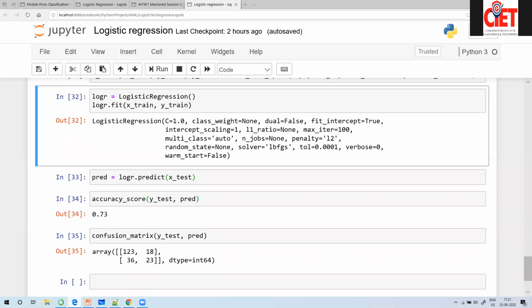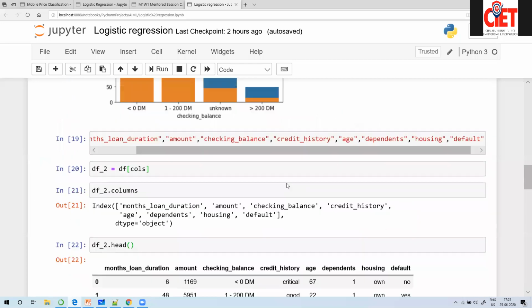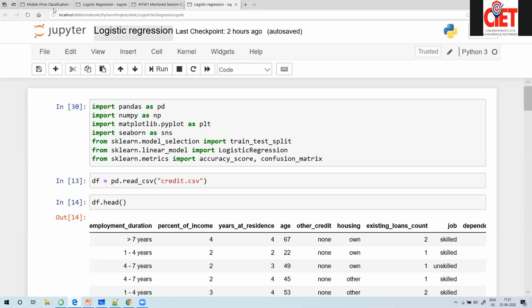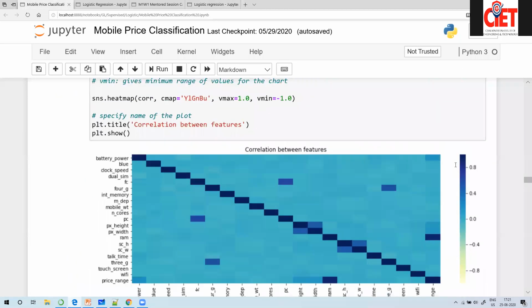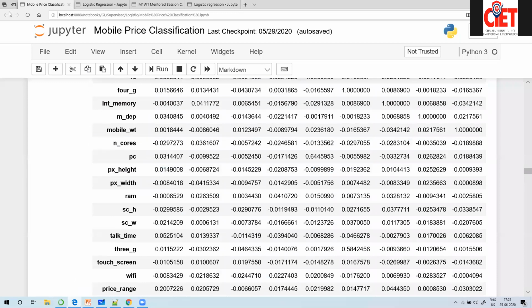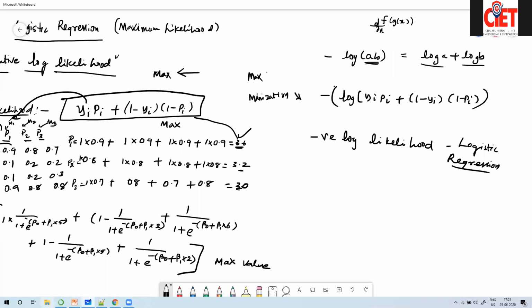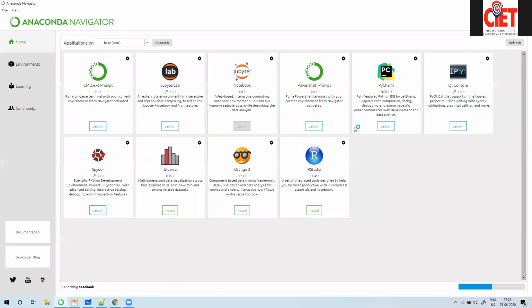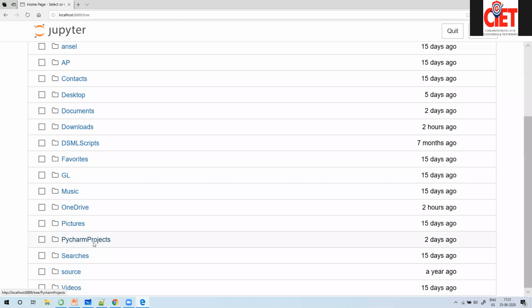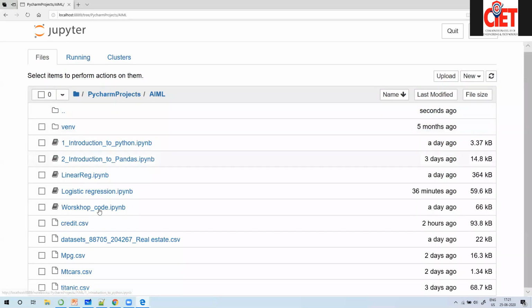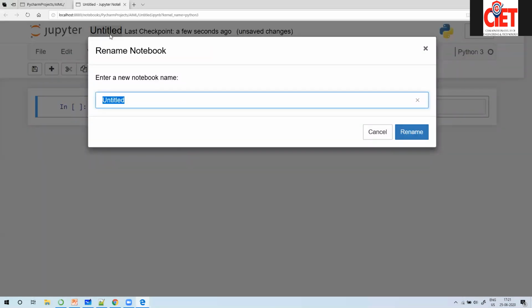Okay. Now, let's try to see an example for decision tree. And I'm sure all of you are going to absolutely love it. What happened? I accidentally closed my notebooks. Let's create a new one and name it decision tree.